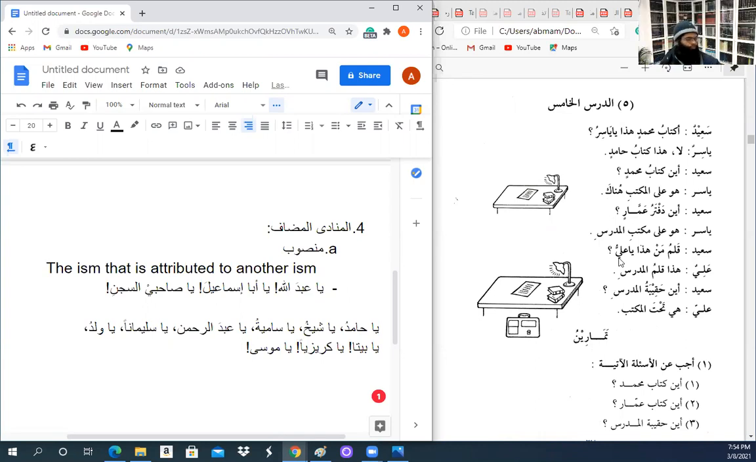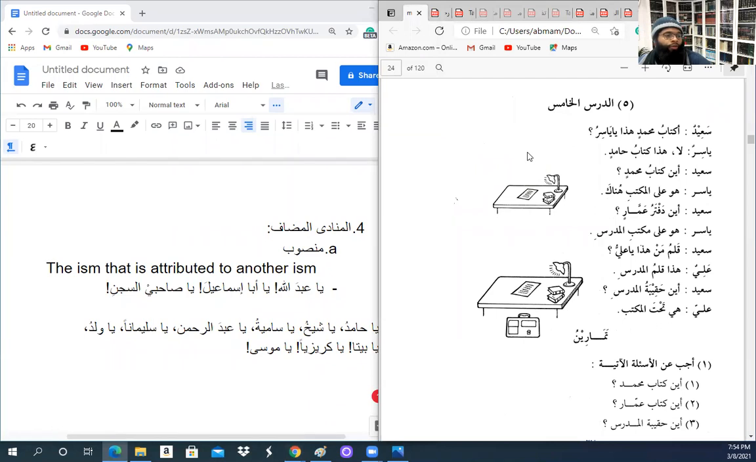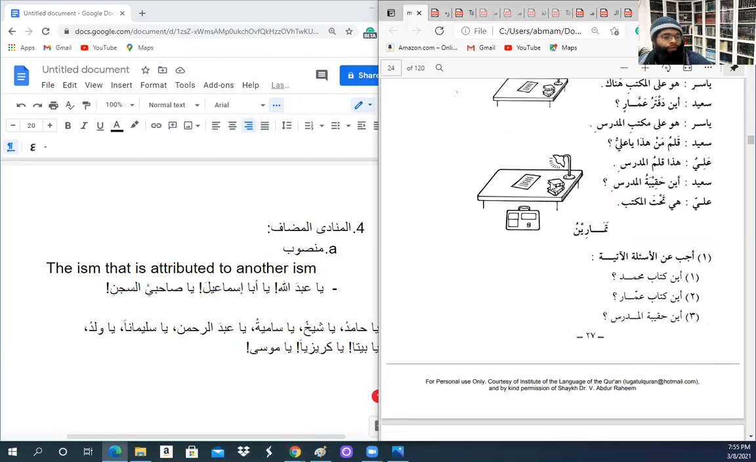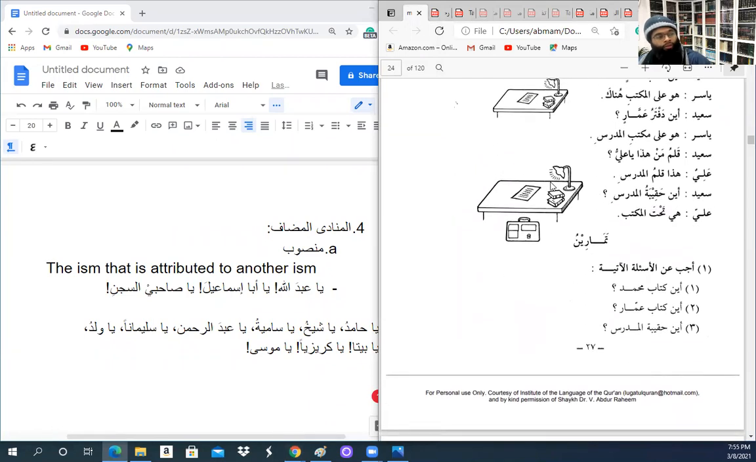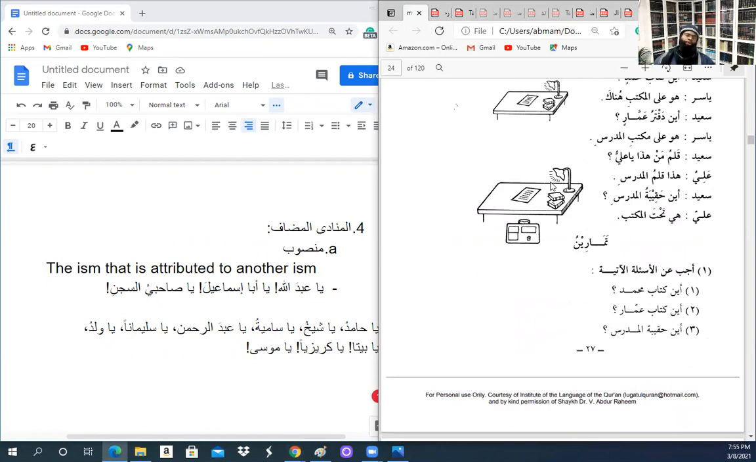No, sorry. Any questions? No, جزاك الله. So the PDF is 24 and the page number, if you have the printed version, is 27. PDF is 24, printed version is 27.